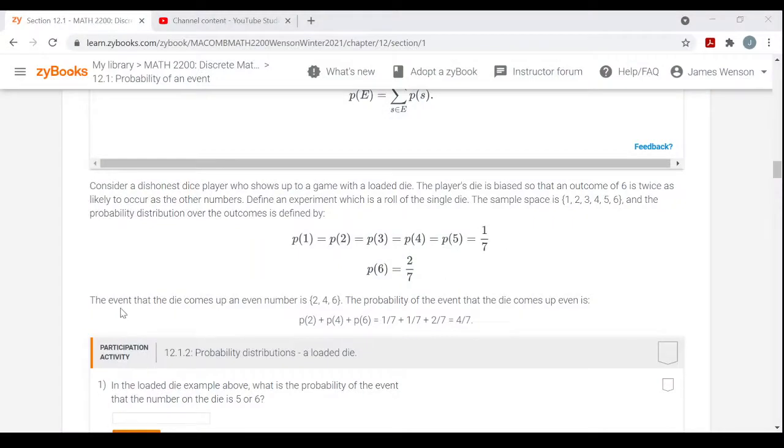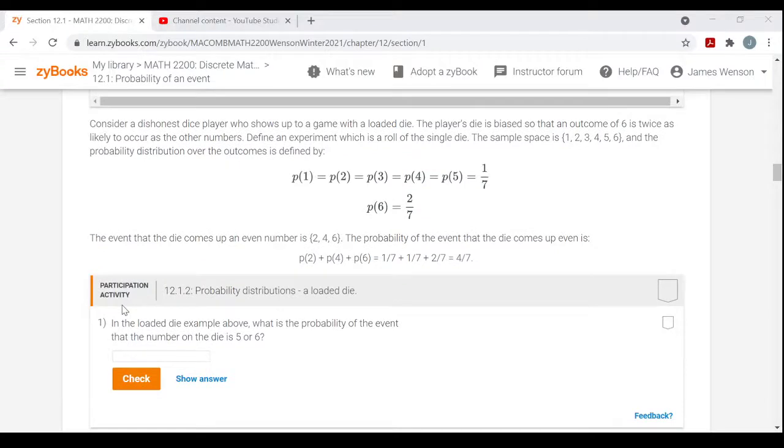So now they talk about an event, a subset of the sample space. The event that the die comes up an even number, 2, 4, 6. What's the probability of this event? What's the probability that the die comes up even with this loaded die? So it's the probability of rolling a 2 plus the probability of rolling a 4 plus the probability of rolling a 6. You just add up the probabilities for each outcome in that event, which will be here 4/7. So there's over a 50% chance that the die comes up even. 4/7 is over 50%.